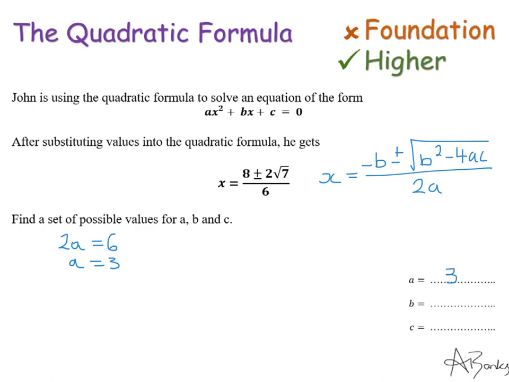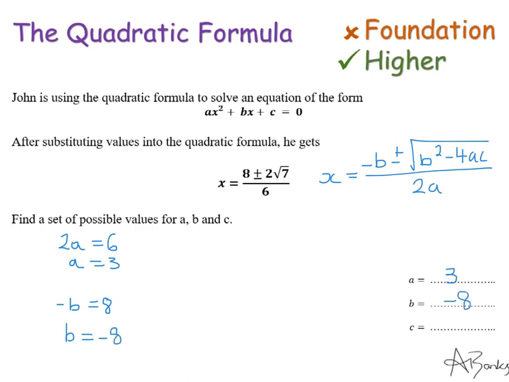Similar for b, we know that at the beginning here of the numerator we have minus b, and here we have 8. So minus b is 8, which means that b must be minus 8. So that's another mark.